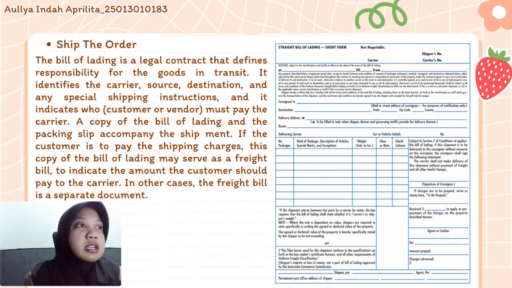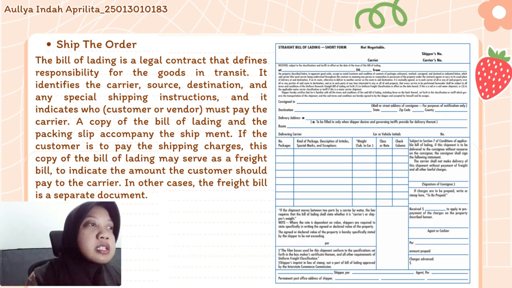And then there's the bill of lading. It is a legal contract that defines responsibility for the goods in transit. It identifies the carrier, source, destination, and any special shipping instructions, and it indicates whether it's the customer or the vendor who must pay the carrier. A copy of the bill of lading and the packing slip accompany the shipment.